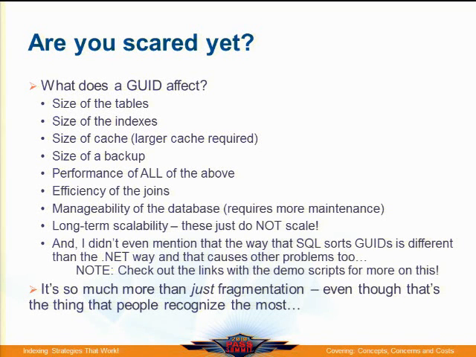But more numbers, okay? So I'll definitely give you even some more interesting things here. But size of cache, larger cache required, size of backup you guys saw, and then of course the performance of everything above. Your joins are not as efficient. Your manageability means you have to do more maintenance, expensive maintenance. And I didn't even have room to start mentioning things like the transaction log, database mirroring, log shipping, backups, cost of hard drives, storage, and so on.